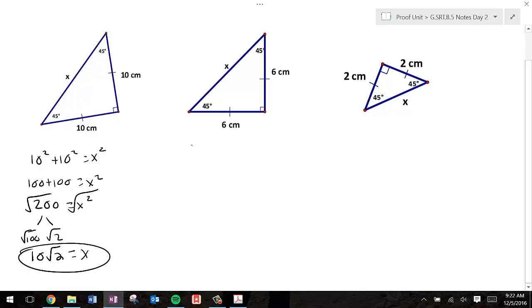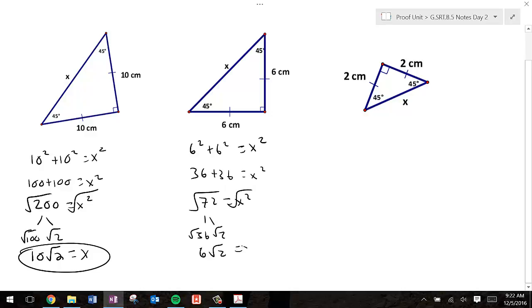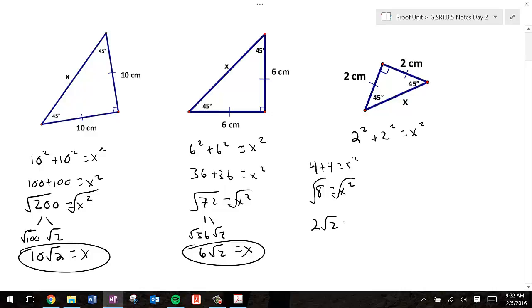If I do the same process for my second one and my third one, we're going to end up with a similar result. I've got 36, that's a terrible 3, sorry guys, 36 plus 36 equals x squared, 72 equals x squared, and when I take the square root, I end up with square root 36, square root 2, 6 square root 2 for x in my second one. And if we finish this off, 2 squared plus 2 squared equals x squared. And I end up with 4 plus 4 equals x squared, 8 equals x squared, and the square root of 8 we know is 2 square root 2.